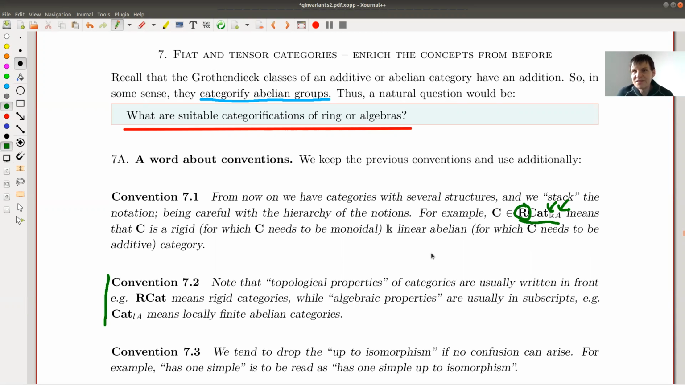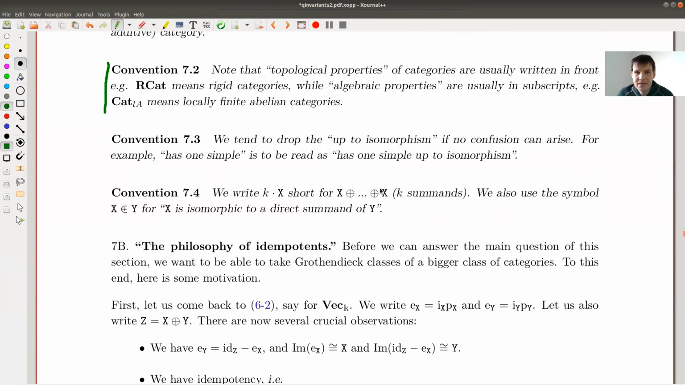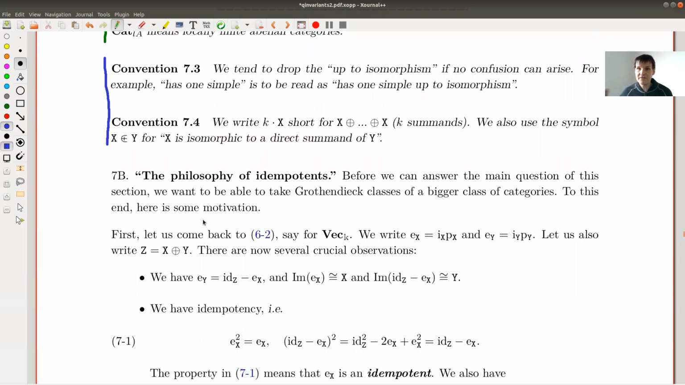Rigid is a topological property. Remember, that was something like you have cups and caps in one way or the other, and k-linear and abelian are, of course, very linear. Well, k-linear already sounds like it's linear, right? K-linear and abelian are, of course, linear algebra-like properties. I will use several shorthand notations, which I'm going to explain throughout the text. Don't worry about it too much. But let's just jump right into it.